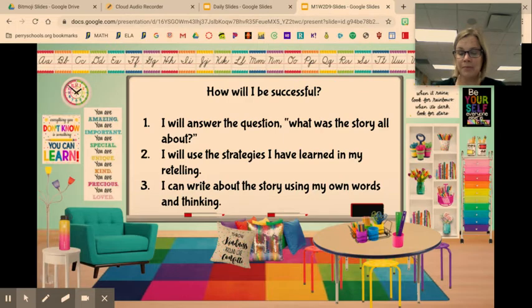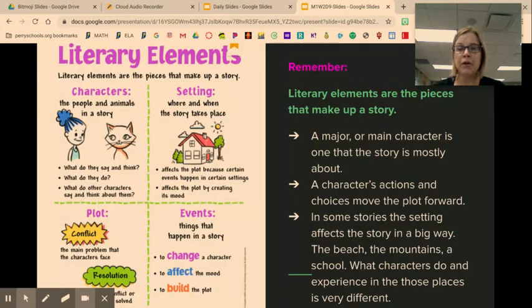So remember, literary elements are the pieces that make up a story. A major or main character is the one that the story is mostly about. A character's actions and choices move the plot forward, or in other words, they move the events forward. In some stories, the setting affects the story in a big way. The beach, the mountains, or a school. What characters do and experience in those places is very different.